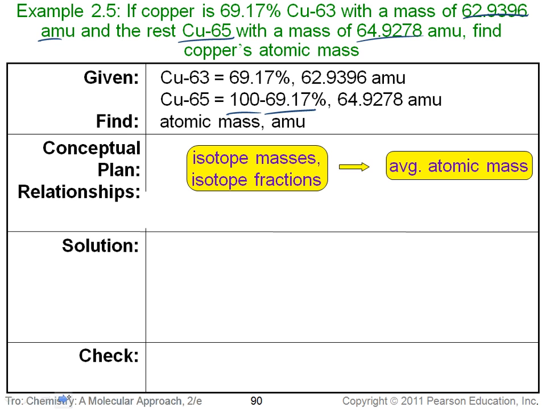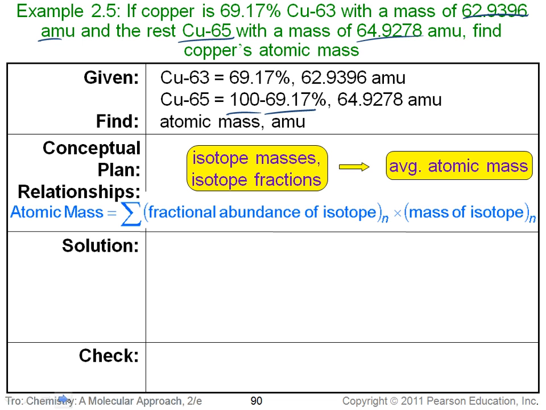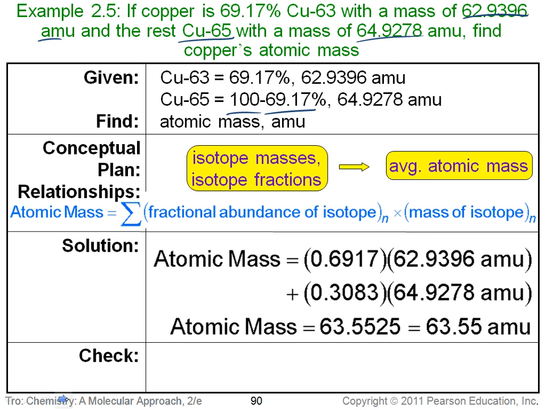All right. So we're going to find the atomic mass. Here's your plan of action. Take the isotope masses, multiply them by the isotope fractions, and you'll get the average atomic mass. So here's the equation. Summation, which is a fancy word for addition. You add each fractional abundance of the isotope times its mass to the next isotope's fractional abundance and mass. When you add those together, you get a weighted average.